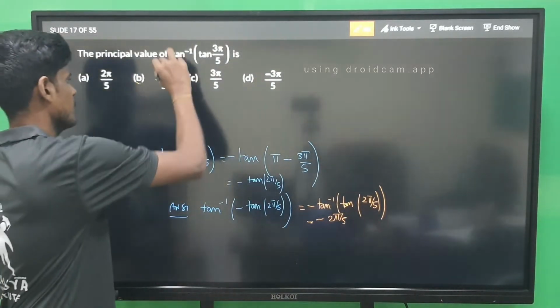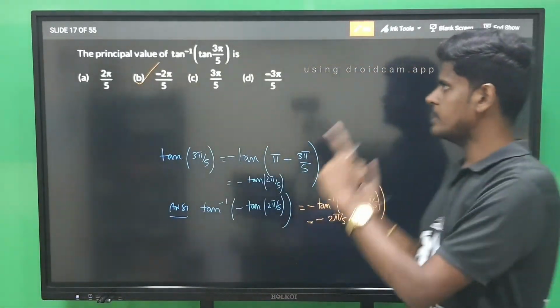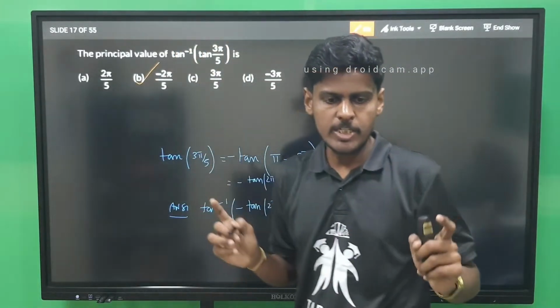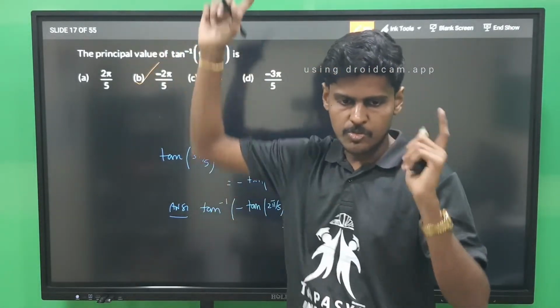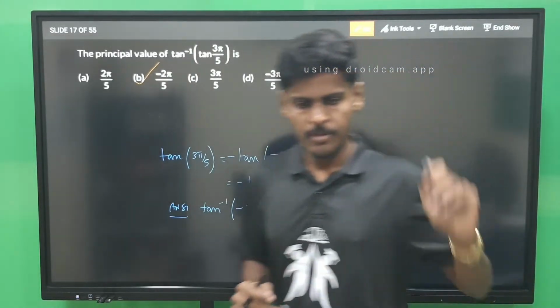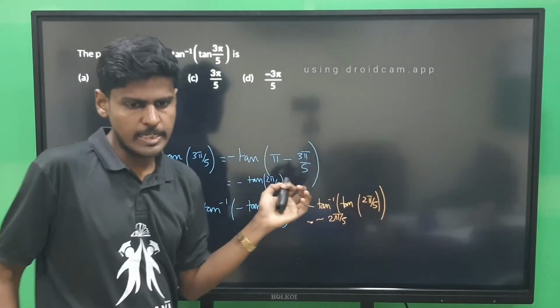Option B. Now see, we should be careful with this. Always remember, whenever we say find the answer for an inverse trigonometric function, make sure the principal value lies in the range that is specified. Here obviously it is not there. Now we will go to the next question.